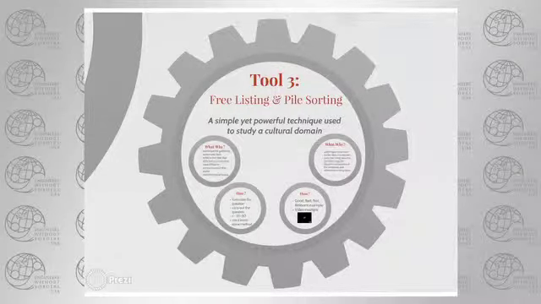The next thing is free listing and pile sorting. This is the third tool that I'll be talking about. Free listing and pile sorting is something anyone in your club can do. A social scientist, a social expert, does not need to be there to do this. It's a simple yet powerful technique used to study a cultural domain. This is an extremely useful tool to give you perspective on the community. The first part of it is free listing.